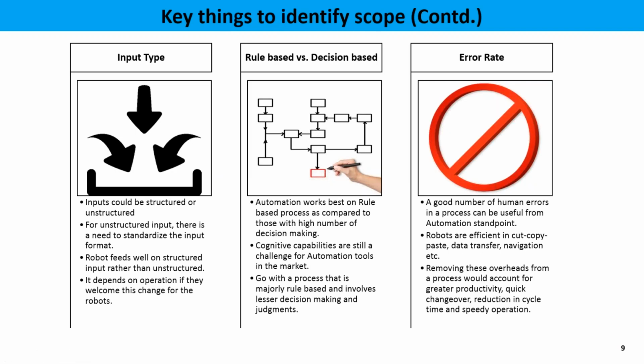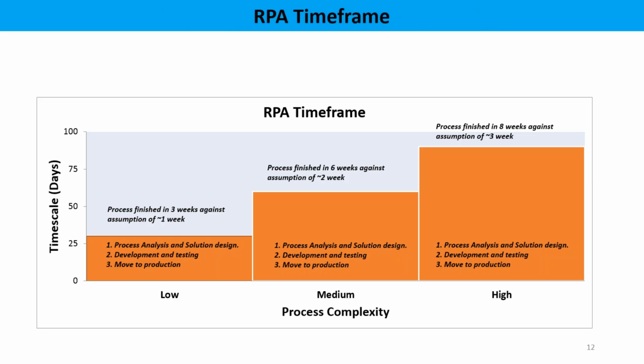Next one, the input type. Inputs could be structured or unstructured. Say I have to download some files from the FTP, and the client tells me to download the file from the FTP and start processing the invoices, or all those orders. You will not be able to directly download and start working on that, because there might be some unstructured data.